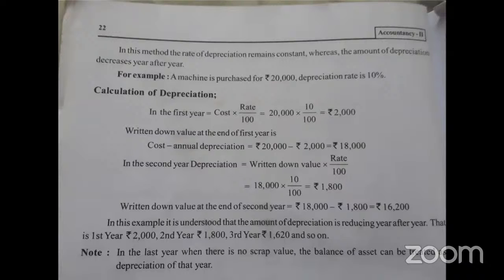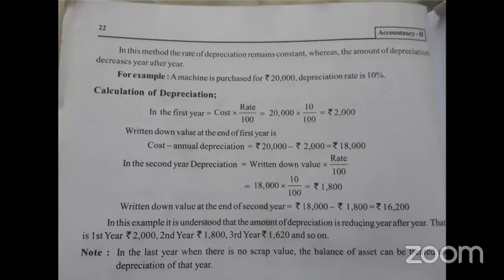For the first year, the depreciation amount is 2,000, and the written down value at the end of the first year is cost minus annual depreciation. For the first year, the depreciation is calculated on cost only, but from the next year onwards, we will deduct the depreciation from the cost of the asset. Cost is here 20,000 minus the first year depreciation of 2,000, it is 18,000. Now the written down value of the asset for the next year is 18,000.